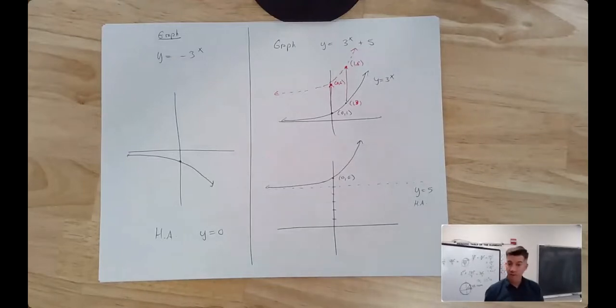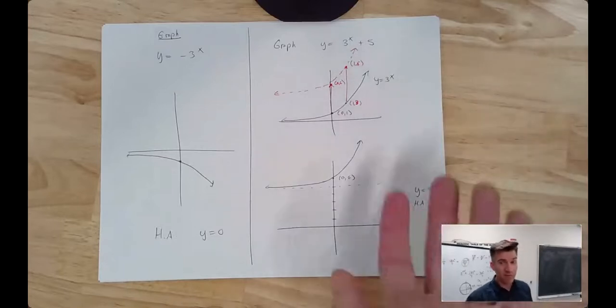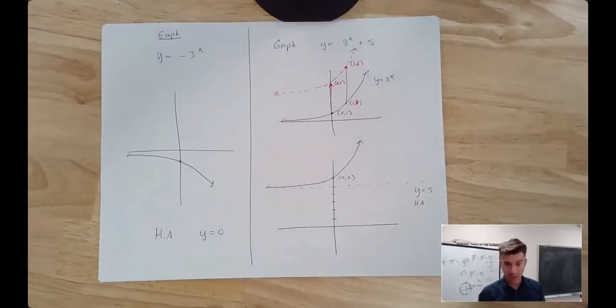So if you shift the graph up, the horizontal asymptote shifts that much up. So if you shift the graph up by some amount, the new horizontal asymptote is just y equal to that number. If you shift the graph down by some amount, the new horizontal asymptote is just that number.